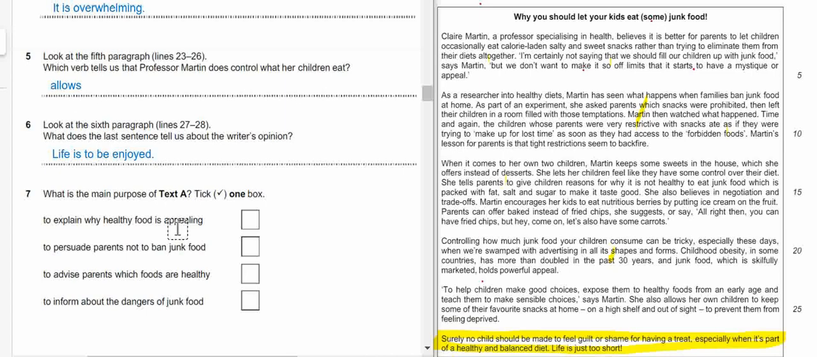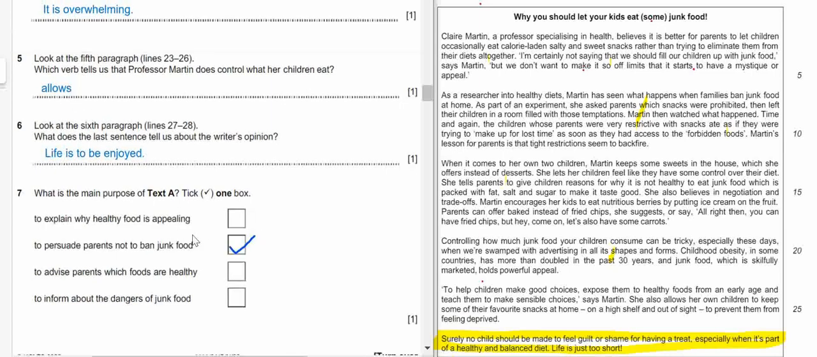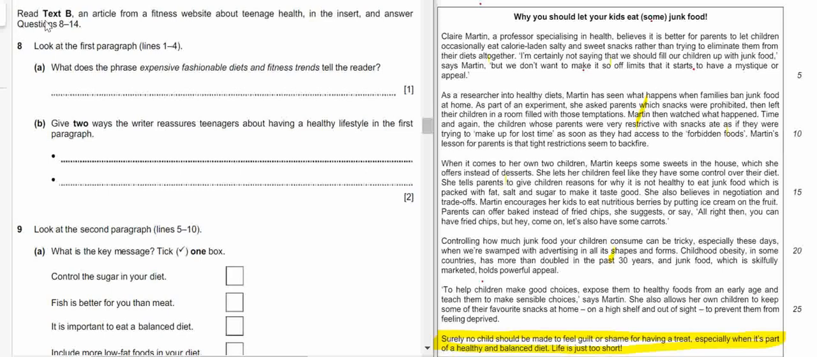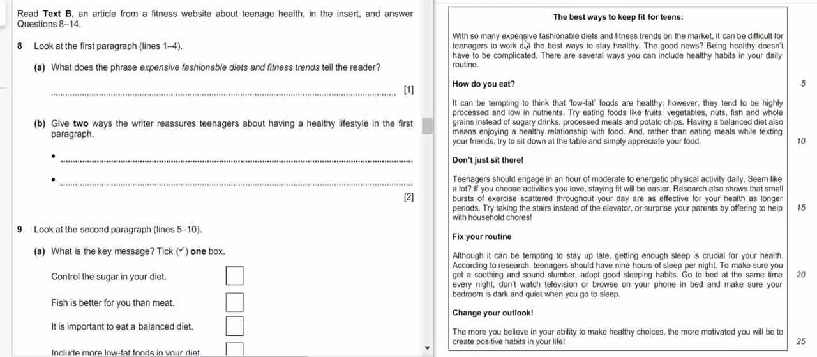So have you got your answer? Let's open up. The answer is to persuade parents not to ban junk food. Next, let's move on. Now we are in question 8 till 14. We need text B, an article from a fitness website about teenage health, in the insert, and answer questions 8 till 14. Let's read the insert together. Right, let's start reading. You got 5 minutes to read this only. This time is limited.